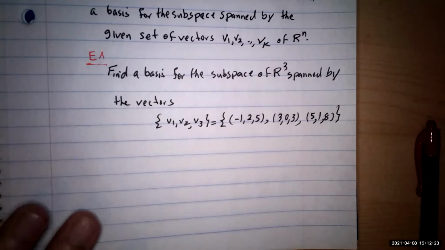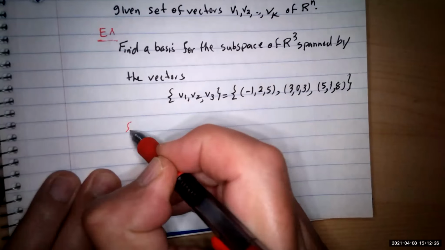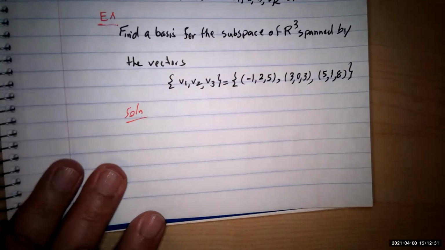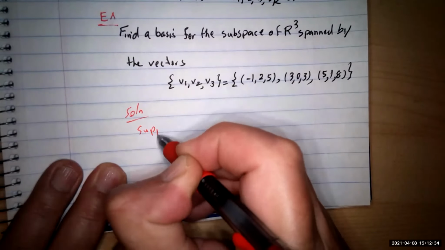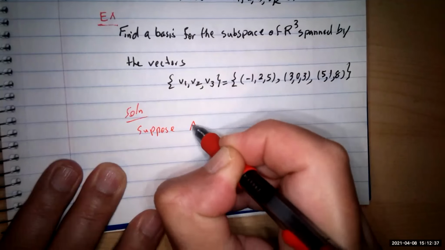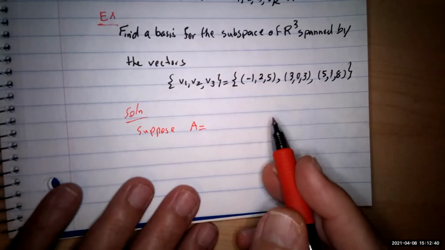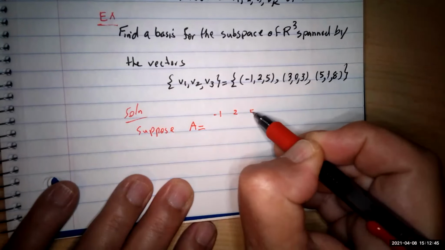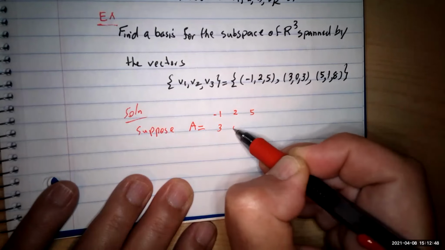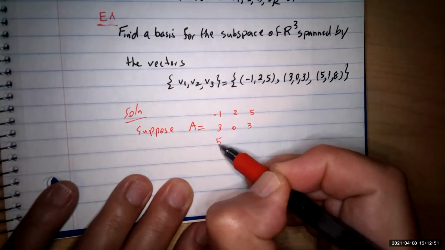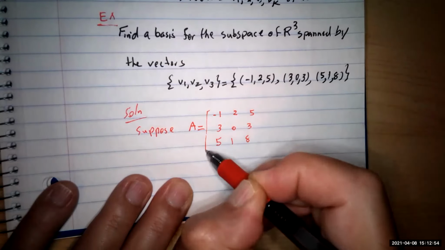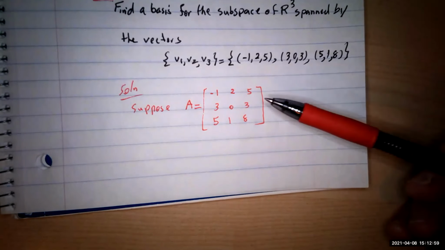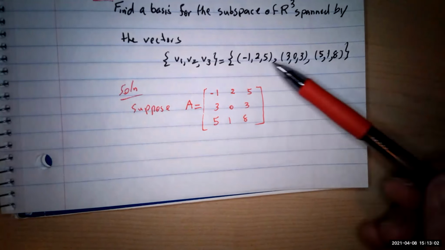So what we can do is consider these as the rows of a matrix. You create a matrix yourself and put these as row vectors. So you get negative 1, 2, 5, then 3, 0, 3, and then 5, 1, 8. You make a matrix. If you find a basis for the row vectors, that's exactly what you are looking for.